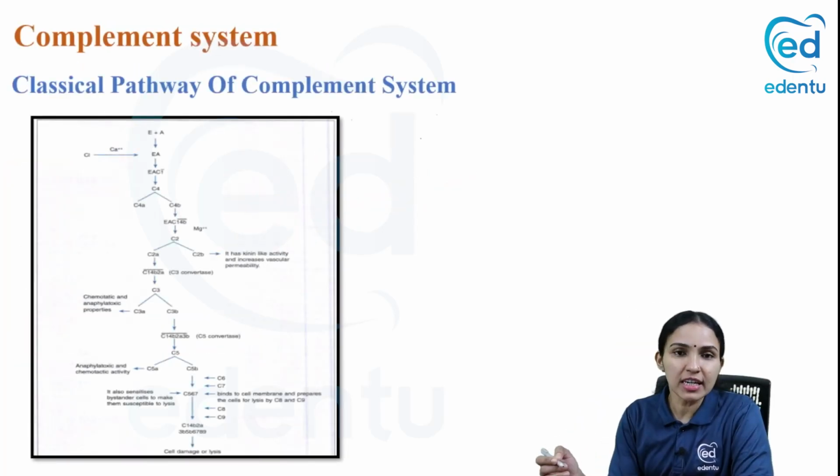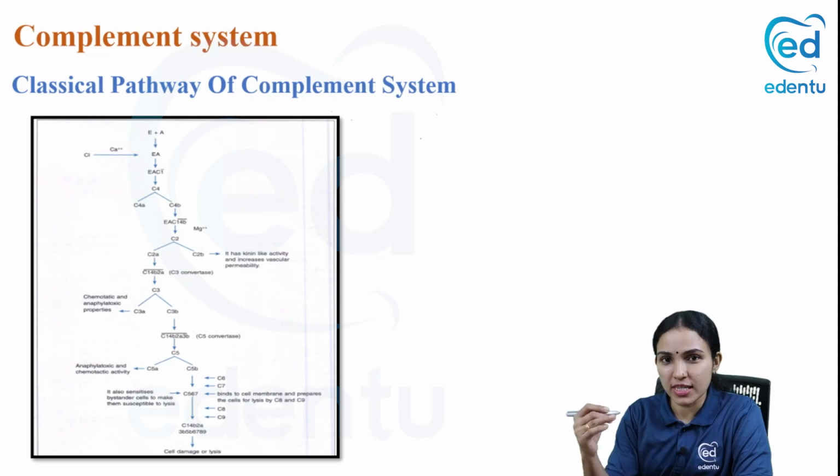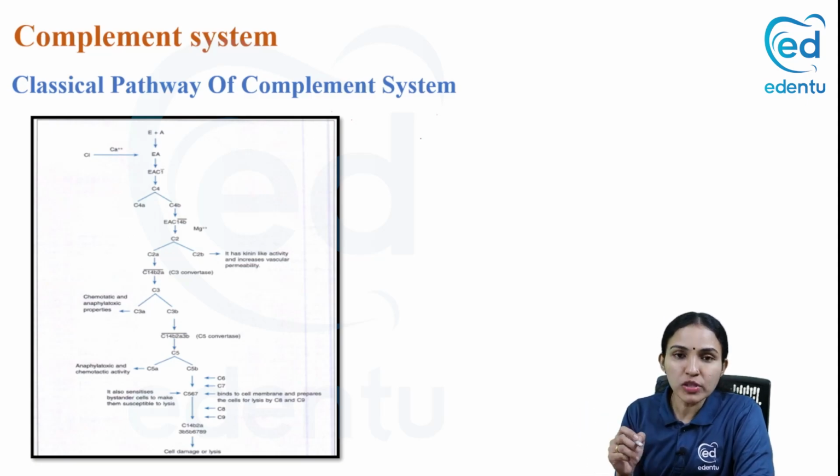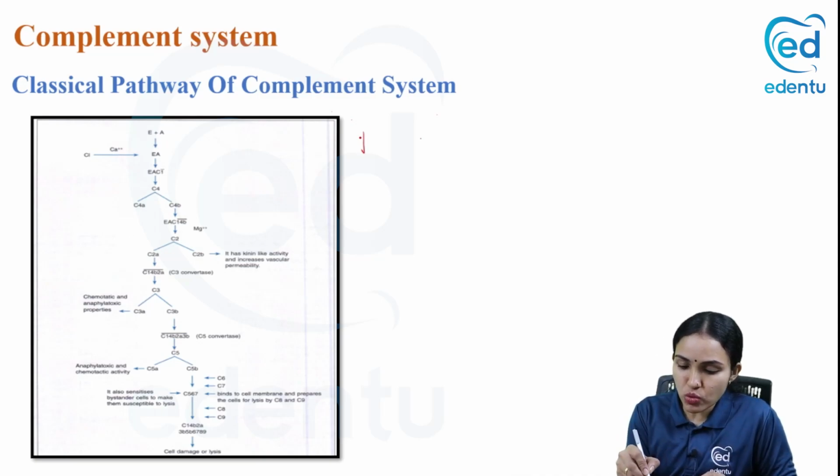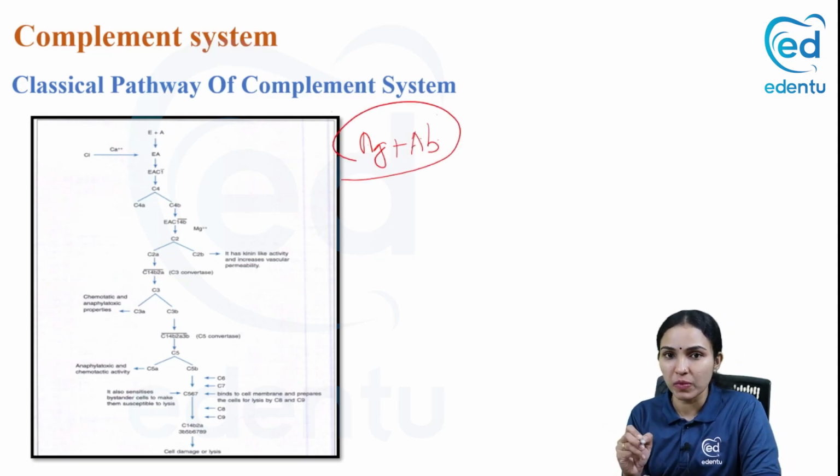So we'll see the classical complement pathway, how the cascade progresses. So before that, you have to know what is the initiator or trigger for the classical complement pathway. So the most important trigger or initiator of classical complement pathway is the antigen antibody complex formation.